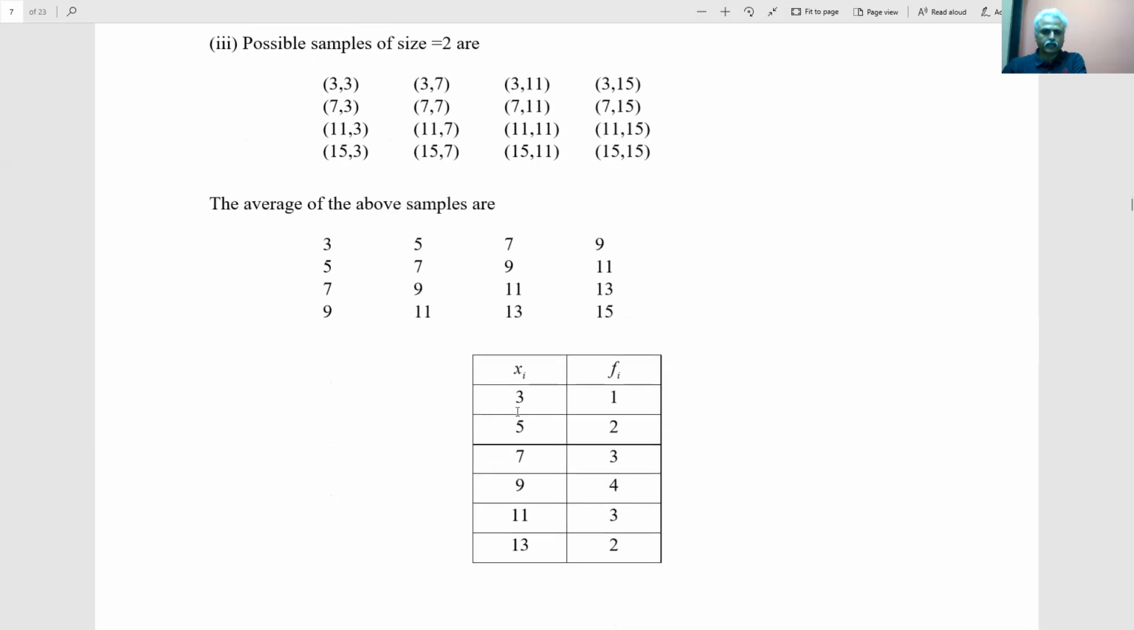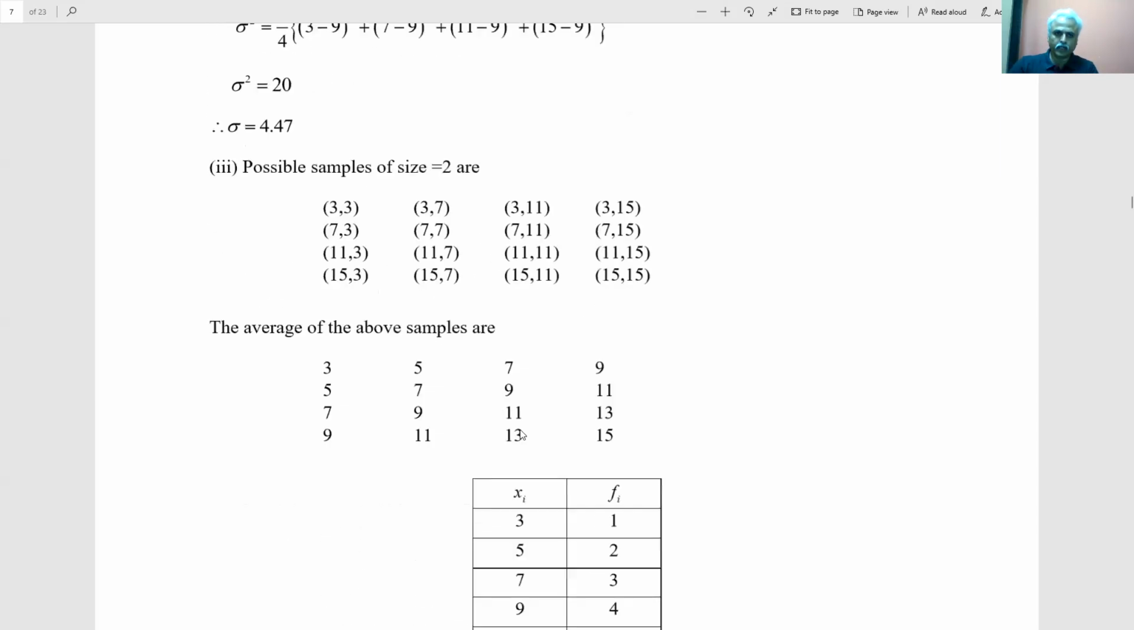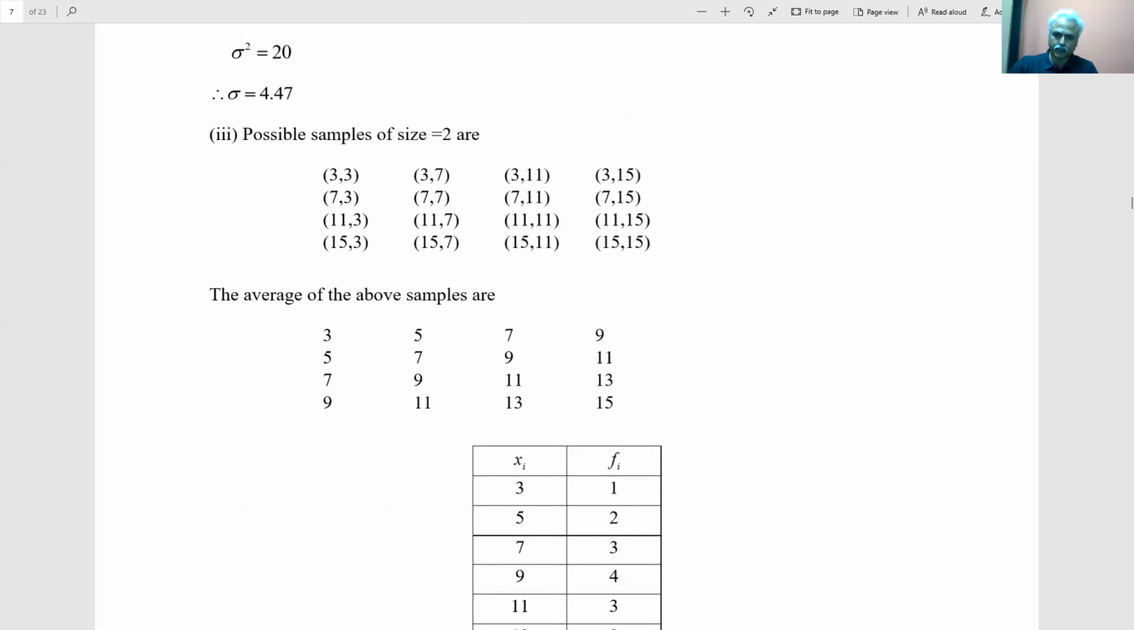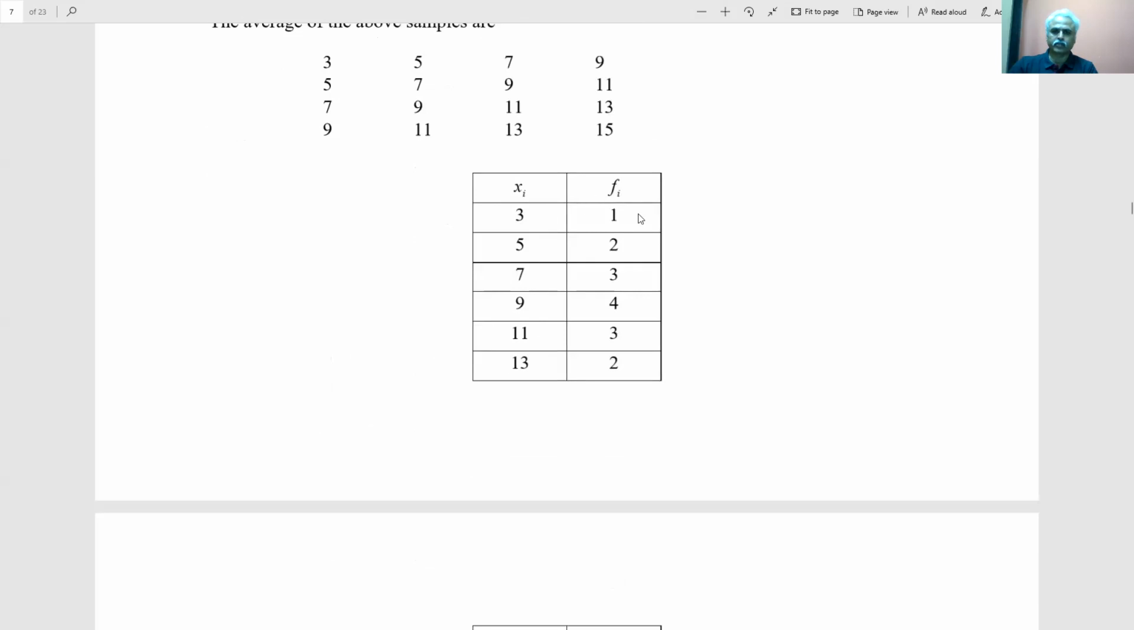So 3 is occurring once. In this whole 16, 3 is occurring once. 5 is occurring 2 times. 7 is occurring 3 times. Like that, a frequency distribution is formed for all these statistics. That is, given this sample, we created a sampling distribution with the average as the variable of these samples. So if the frequency distribution of the average as the variable is created, that becomes the sampling distribution.